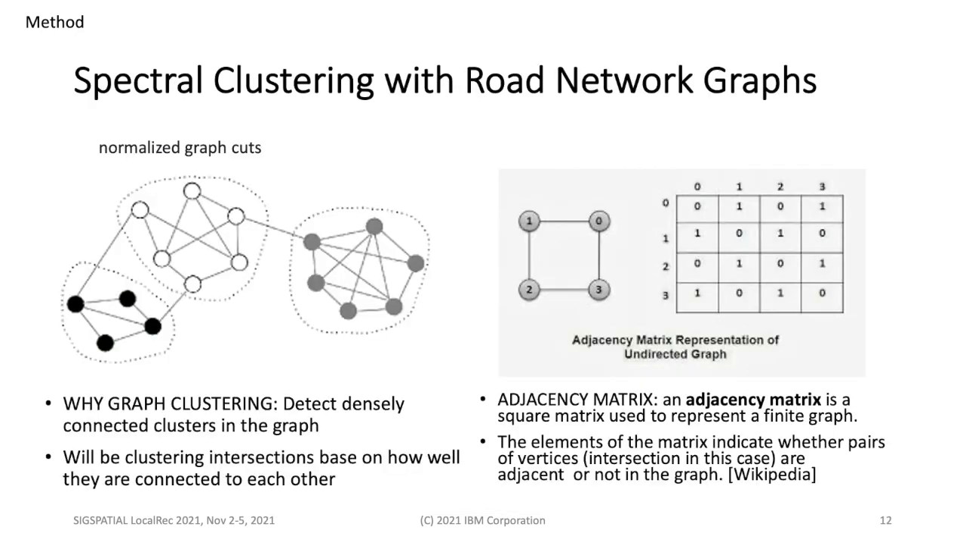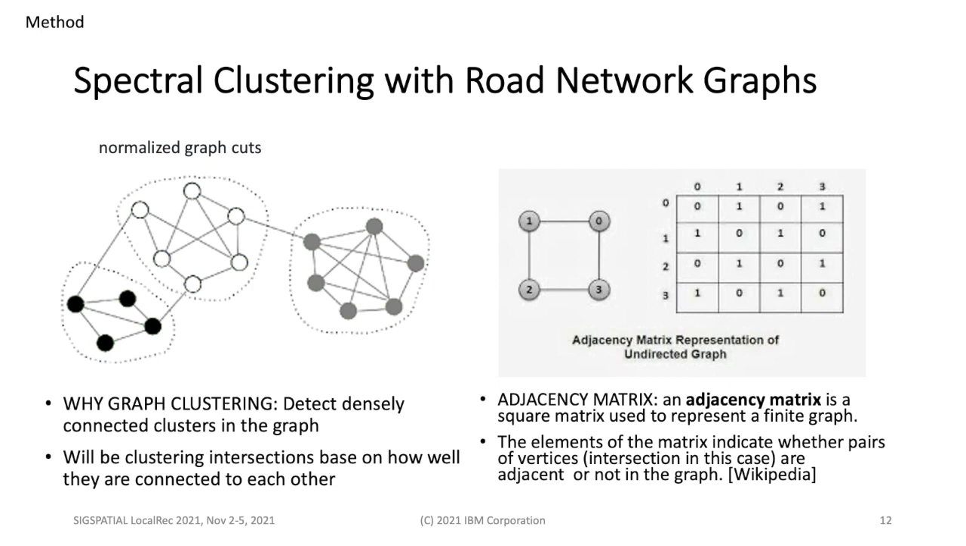So the spectral clustering process is a process that allows us to produce normalized graph cuts. And this allows us to detect the densely connected clusters within the graph. So this is the process that we will be using to produce our spatial diversity.